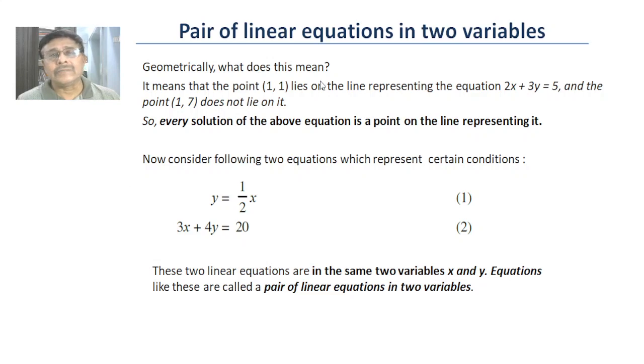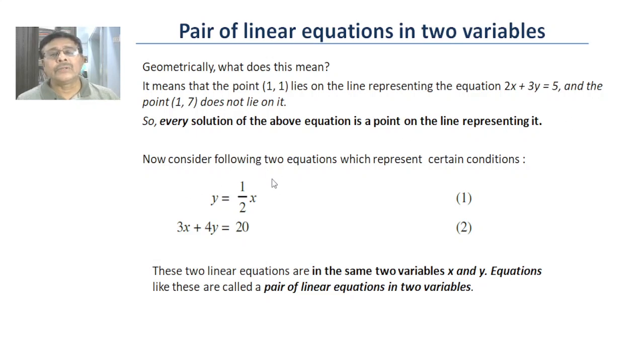Geometrically, what does this mean? It means that the point (1, 1) lies on the line representing the equation 2x + 3y = 5, and the point (1, 7) doesn't lie on that line. So every solution of the above equation is a point on the line which represents that equation.